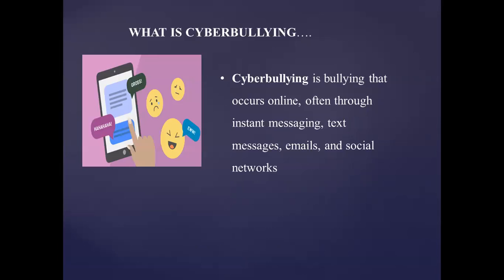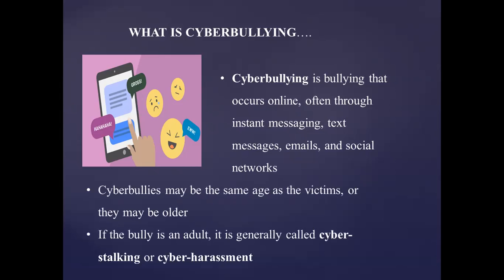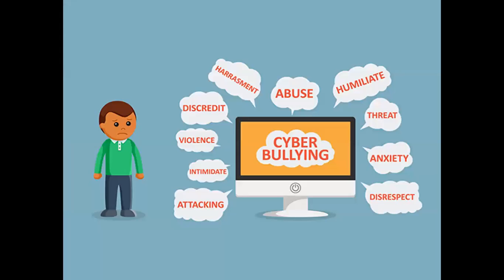What exactly is cyberbullying? Cyberbullying is bullying that occurs online, often through instant messaging, text messages, emails, and social networks. Cyberbullies may be the same age as the victims or they may be older. If the bully is an adult, it is generally called cyber harassment or cyber stalking. These are the types of cyberbullying: abuse, harassment, discredit, violence, intimidate, attacking, humiliate, threat, anxiety, disrespect.